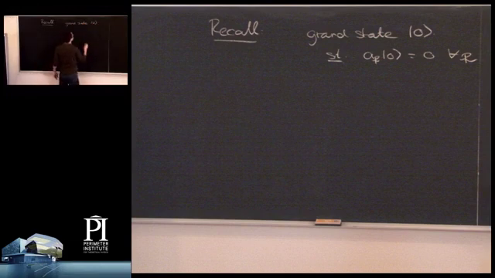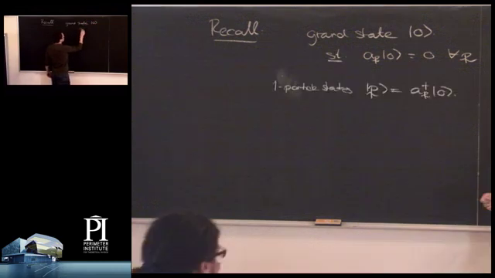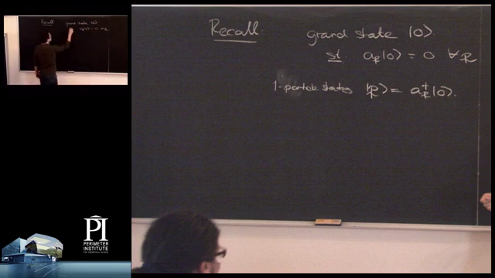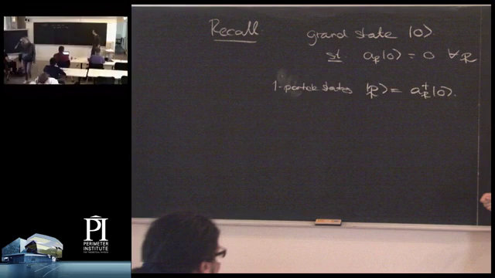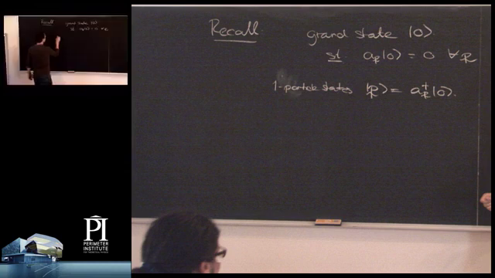So there was the ground state 0, which is defined by the fact that it's annihilated by all the annihilation operators, an infinite number of them. And we then started looking at the excited states. So the first excited states, which we then interpreted as one particle states.